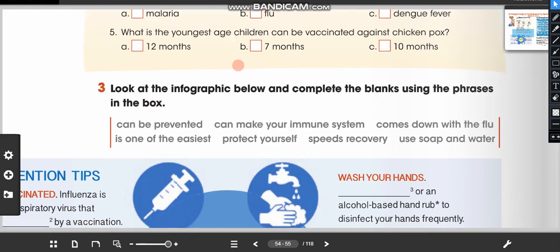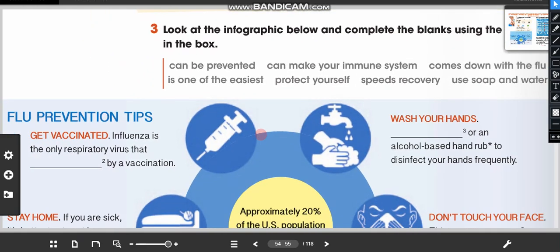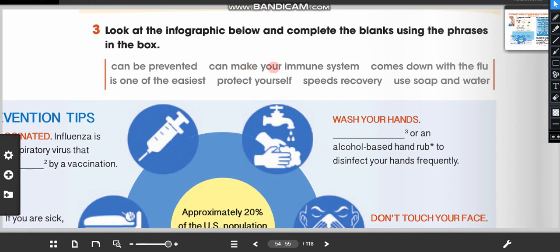And number 3, look at the infographic below and complete the blanks using the phrases in the box. For example, can be prevented, puede ser prevenido. Can make your immune system, puede hacer tu sistema inmune. Comes down with the flu, viene con la gripe. Is one of the easiest, es uno de los más fáciles. Protect yourself, protégete a ti mismo. Speed recovery, velocidad de recuperación. And use soap and water, usa jabón y agua.